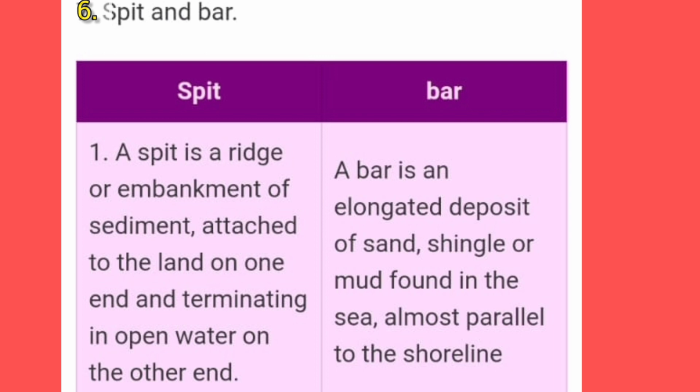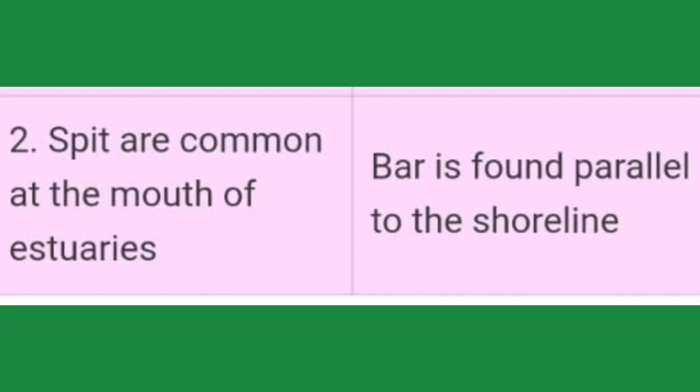Sixth one, spit and bar. First point, a spit is a ridge or embankment of sediment attached to the land on one end and terminating in open water on the other end. A bar is an elongated deposit of sand, shingle or mud found in the sea, almost parallel to the shoreline. Second point, spits are common at the mouth of estuaries. A bar is found parallel to the shoreline.